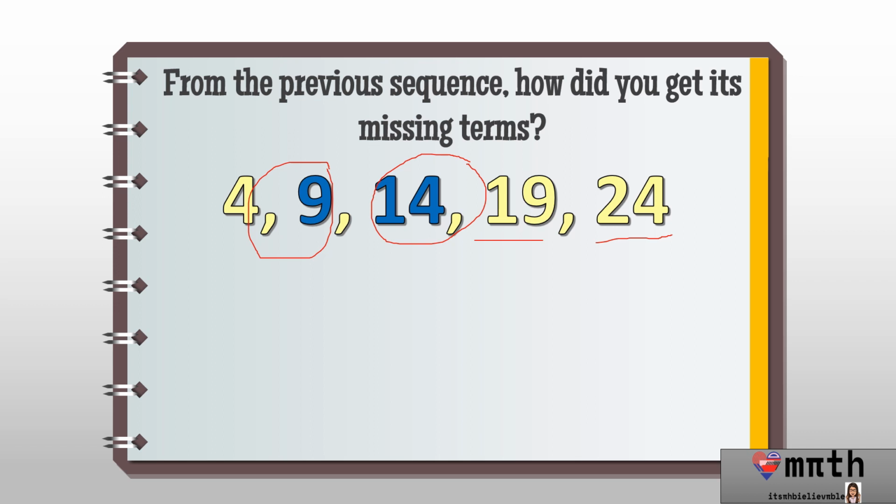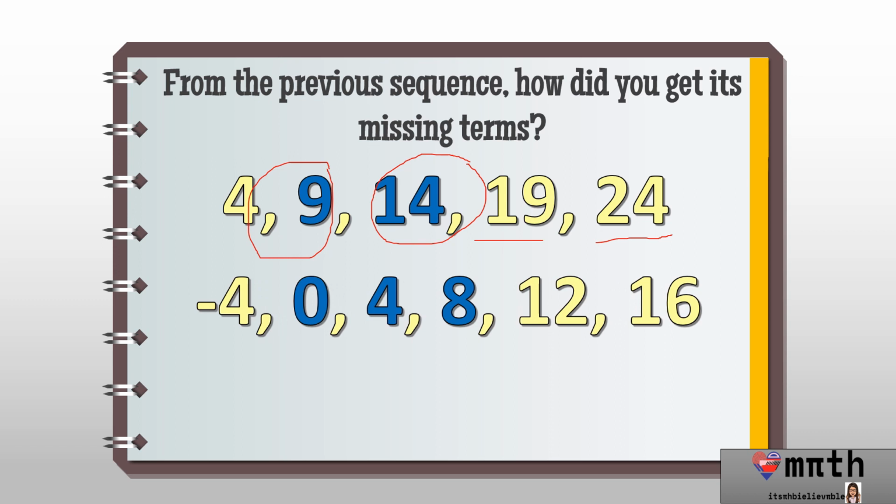So meaning to say, from 4, we can just simply add 5. 4 plus 5 is 9. Then 9 added by 5 again will be 14. So that's the reason why we get 9 and 14.